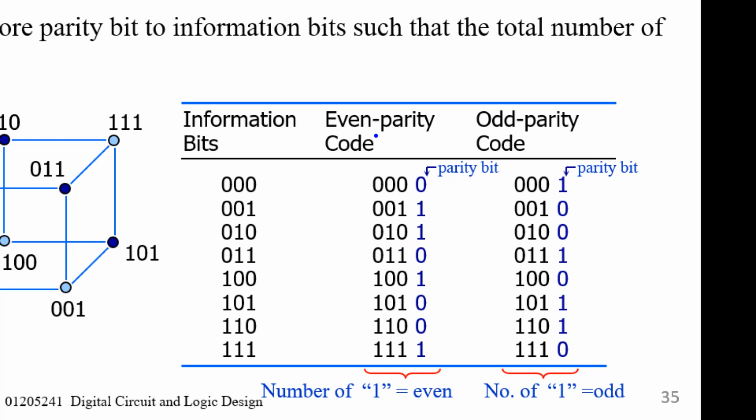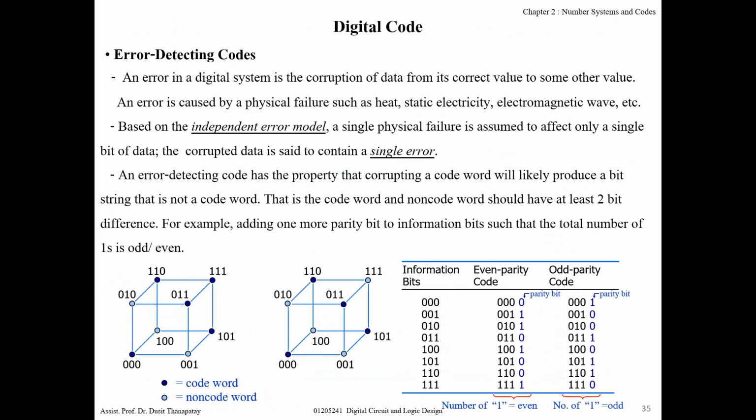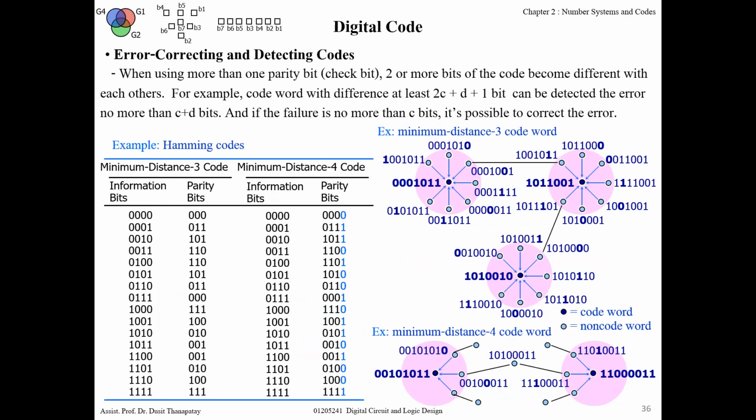By the way, if you use odd parity, okay, so the parity bit, when you add it, the total number of logic 1 must be odd. Okay, that's all. So let's consider this one.